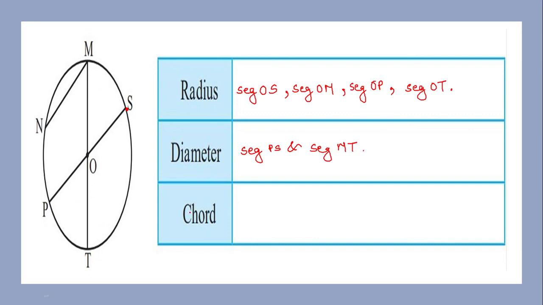Now let's talk about the chord. Now what is a chord, children? Chord is a line which joins the 2 points on the circle, and here we have segment MN. Okay, but MN is a chord, but also we have learned that diameter is also a type of chord. Okay, so don't forget to write the diameters also in the table of the chord. Okay, so here I will write segment PS and segment MT. Okay, so these are the radius, diameters and the chord.